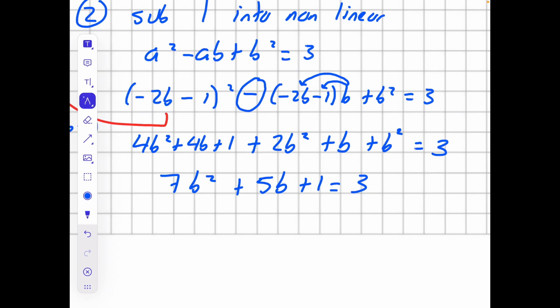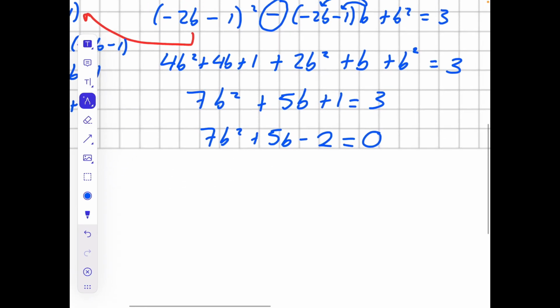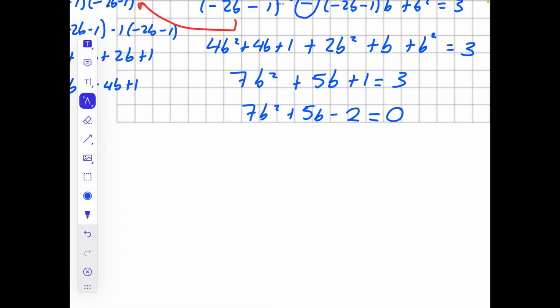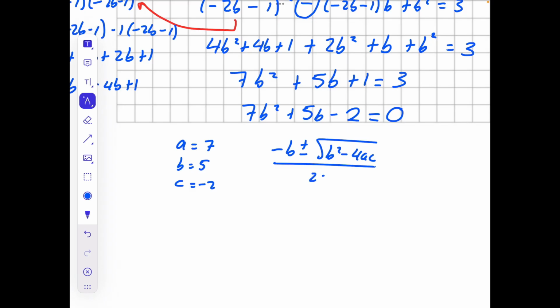To make it a quadratic that we can use the minus b formula on, everything to one side. So 7b squared plus 5b minus 2 is equal to 0. And now pop that into your minus b formula. So we have a is equal to 7, b is equal to 5, and c is equal to minus 2. Now, be careful. I know there's b's here in the question as well. Just try not to get confused. They do that, I think, on purpose to try and catch you out. But we should be okay.